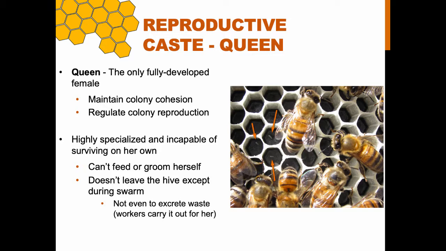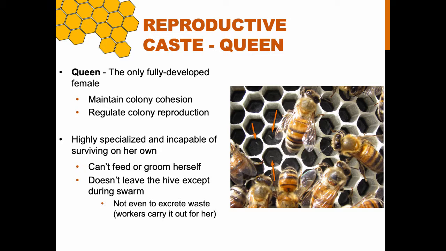So the queen has a number of glands that are involved in very complex release of pheromones. And those pheromones basically tell the bees who belongs, who doesn't, when it's time to do various things, how to interact with one another. And basically, they just help the colony stay alive. So functionally, the queen is highly specialized, as I mentioned before, and is incapable of surviving on her own.